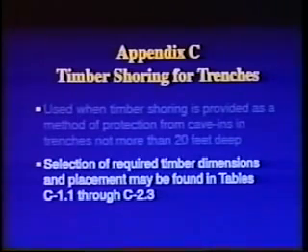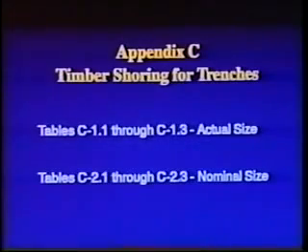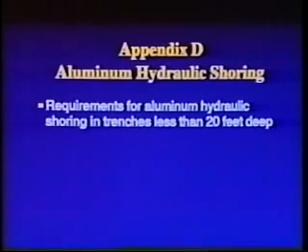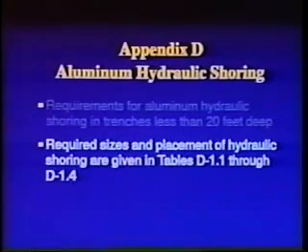Each table presents the minimum sizes of timber members to use in a shoring system. Tables C1-1 through C1-3 are for actual size. Tables C2-1 through C2-3 are for nominal size. Appendix D sets forth requirements for aluminum hydraulic shoring in trenches less than 20 feet deep. This appendix must be used when manufacturer's tabulated data are not available. Required sizes and placement of hydraulic shoring are given in tables D1-1 through D1-4.